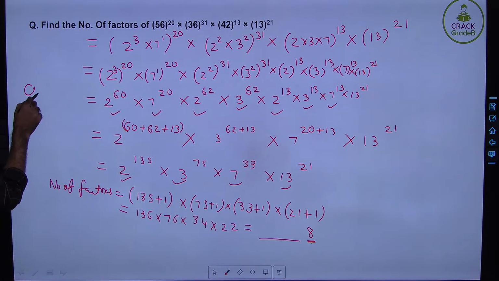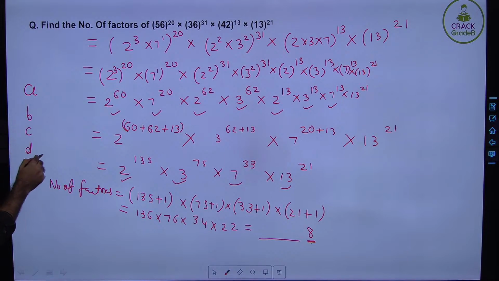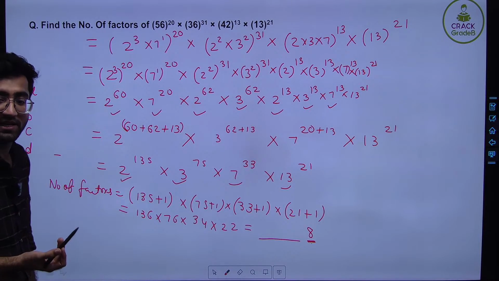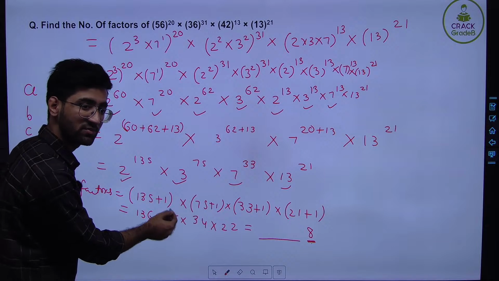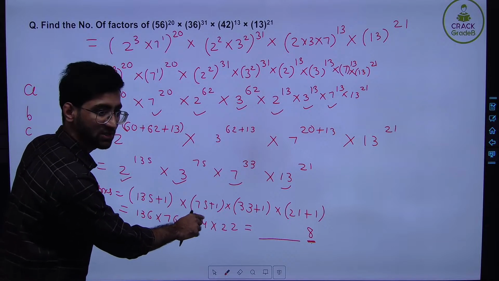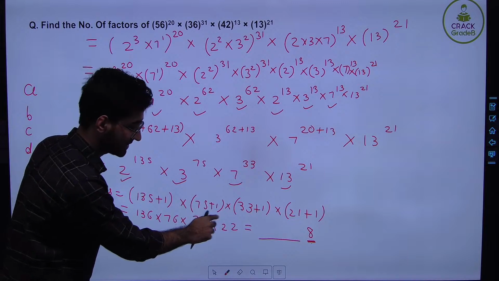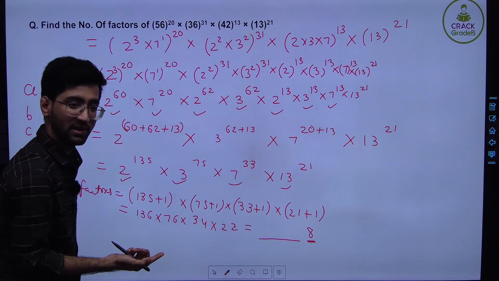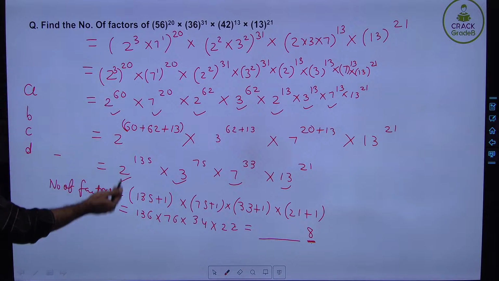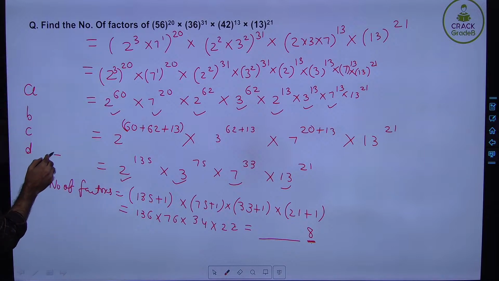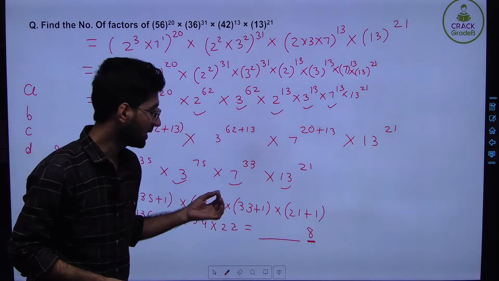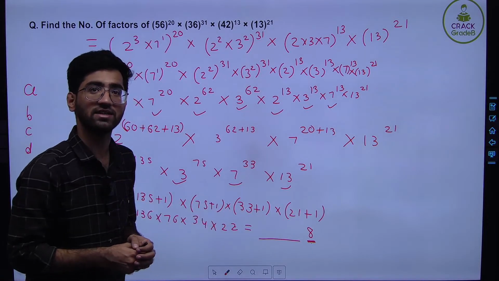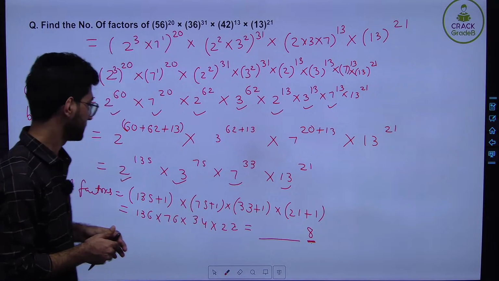Maybe if you get 4 options, only one option will have 8 at unit place. Are you getting this point? 6 into 6 means 6 will come at the unit place. 6 into 4 means 4 will come at the unit place. 4 into 2 means 8 will come at the unit place. So there are high chances that if you get this kind of lengthier questions, there will be only one option that will have 8 at its unit place. Means you will not have to multiply these numbers to get the exact answer. Any doubt? Okay.